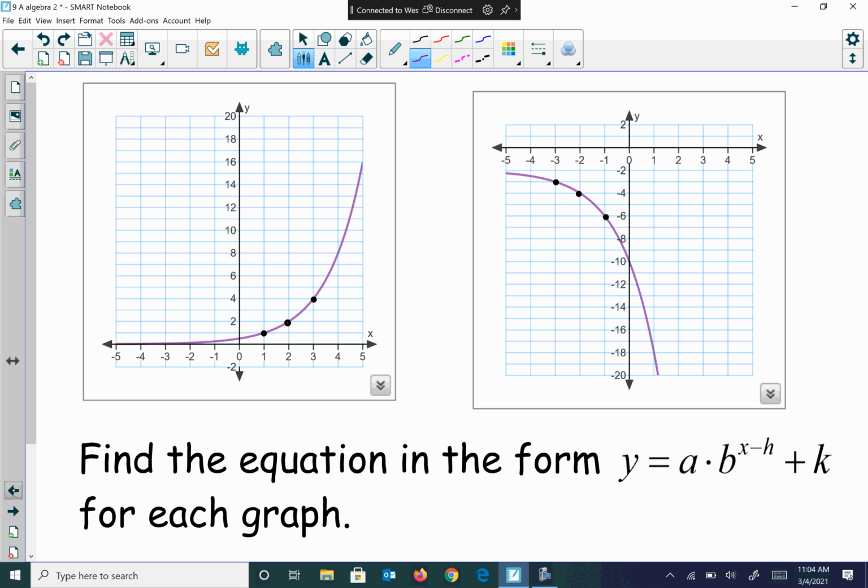All right, so find the equation. Okay, so this is our first point we know. Remember, that's normally here. So this went right 1. This value here, that's our k value. In this case, it's going to be 0.